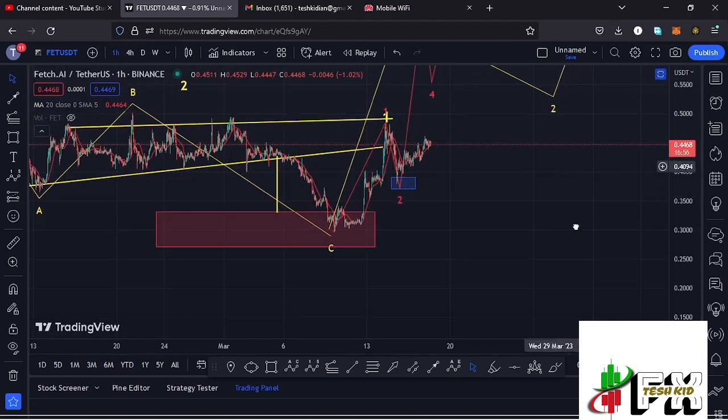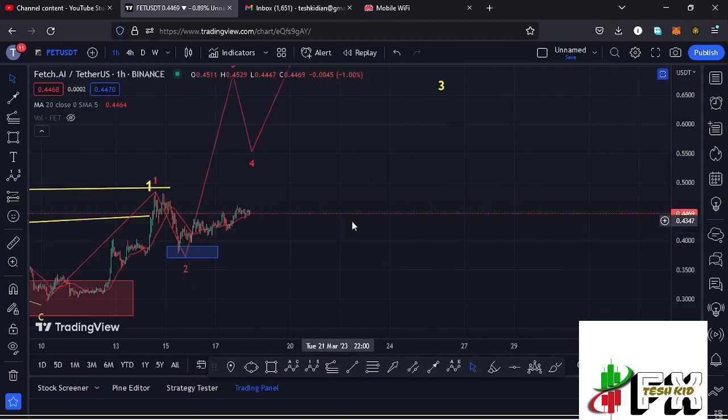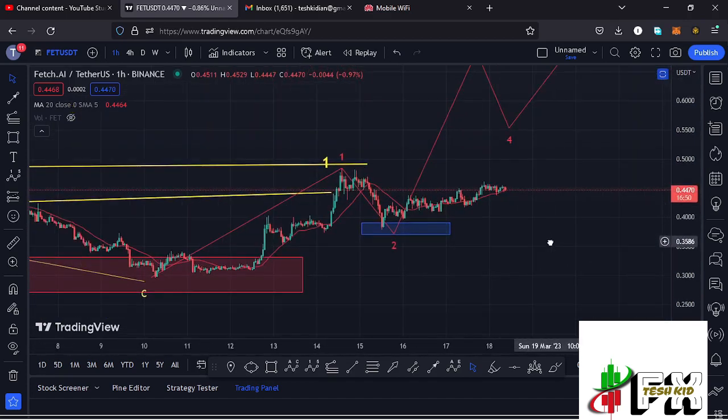So jumping to the 1-hour chart, where I have this Elliot wave structure in red, which is a fractal wave within the formation of that higher Elliot wave count 3, having the first wave giving us a peak at around the $0.4854 mark.